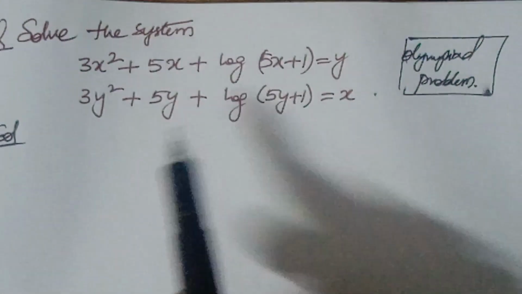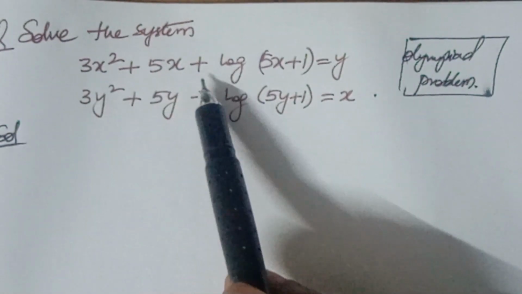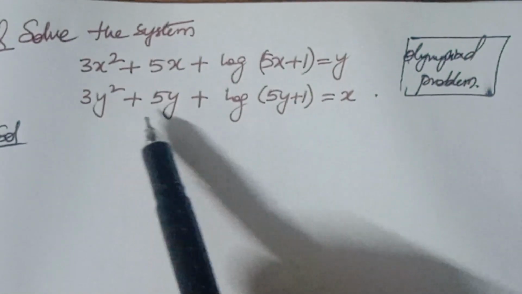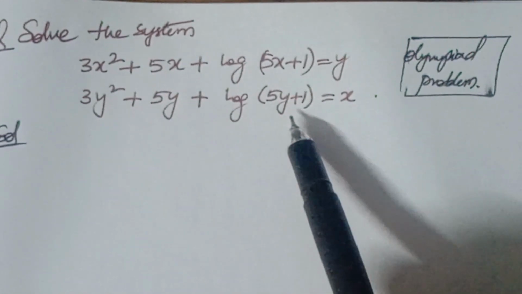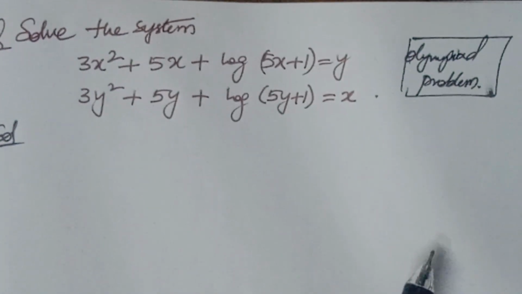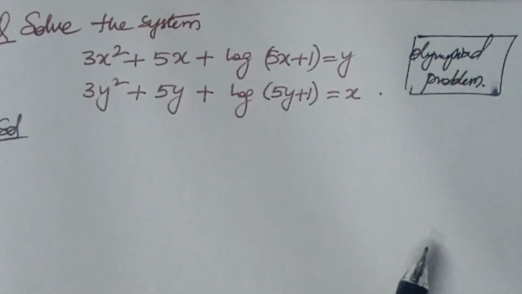The question is: given 3x² + 5x + log(5x + 1) = y, and 3y² + 5y + log(5y + 1) = x, you have to find the values of x and y. That is the problem here.